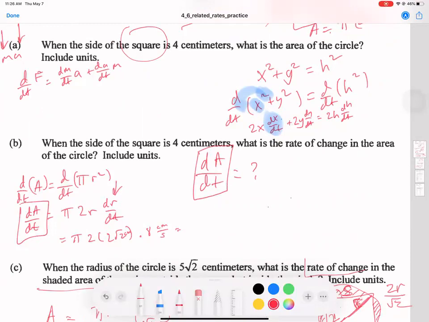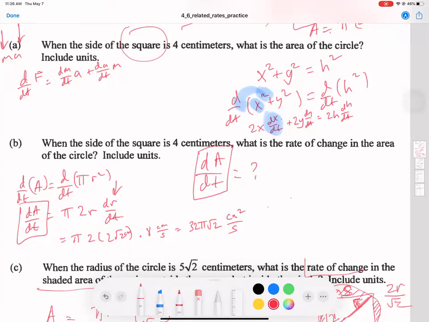That's going to be 16 pi. Oh, sorry, 2 and 2. 16 times 2 is 32. Let's multiply the numbers together. 2 times 2 times 8 is 32 pi squared of 2. And we're left with centimeters squared over seconds, which makes sense because we're looking at area. Area is a squared unit. We're clear here.